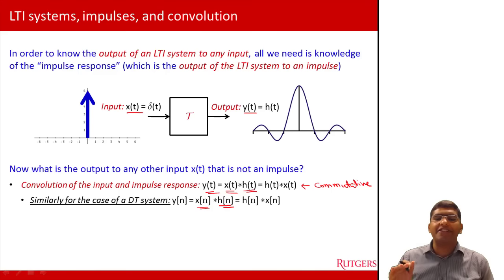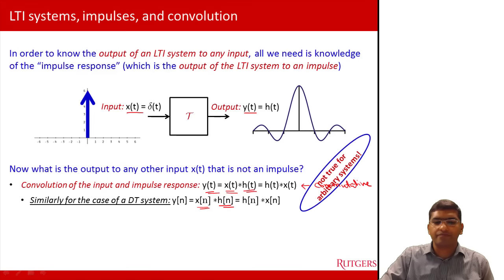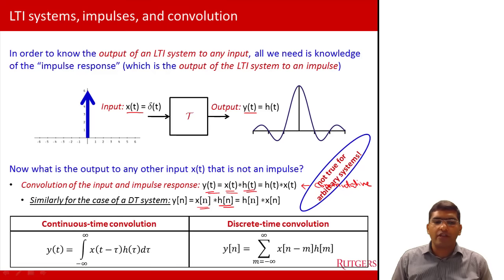This only happens in the case of LTI systems because of the properties of linearity and time invariance. This is not true for arbitrary systems. I repeat, this is not true for arbitrary systems. You may know the output to an impulse for an arbitrary system, but that doesn't mean that every possible output can be written in terms of convolution of the input with the impulse response.